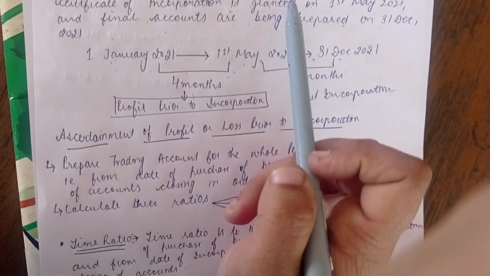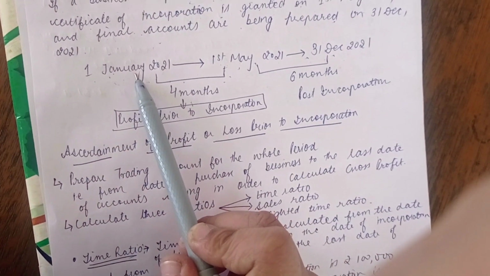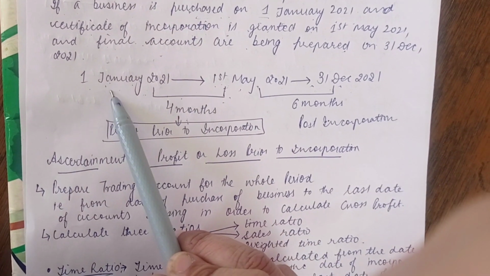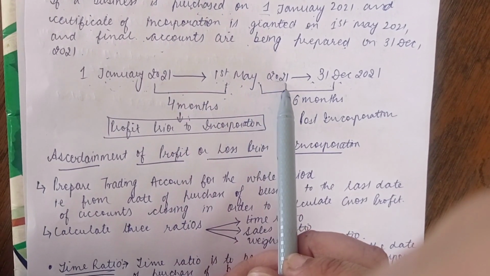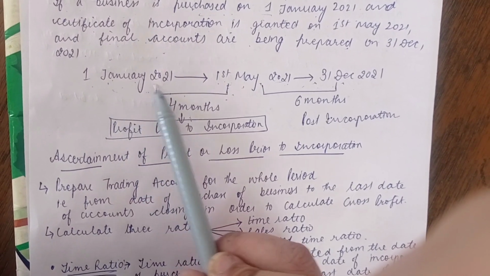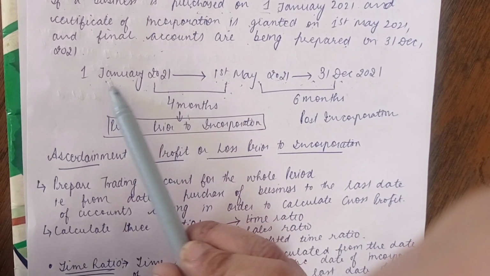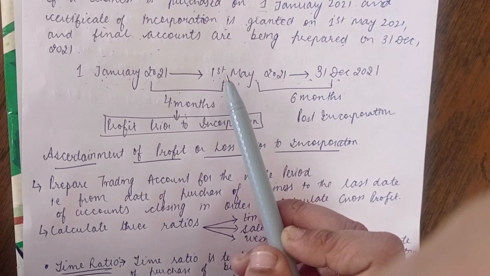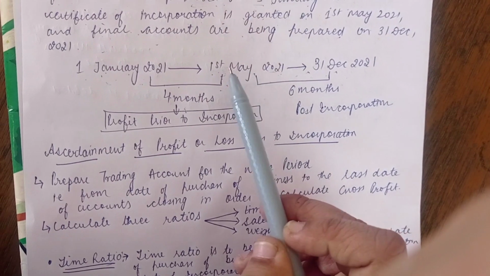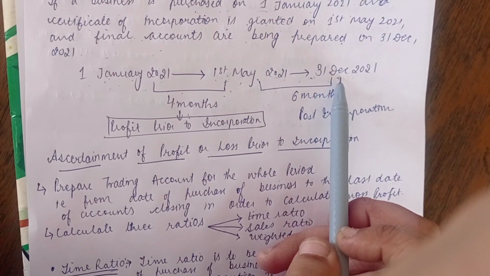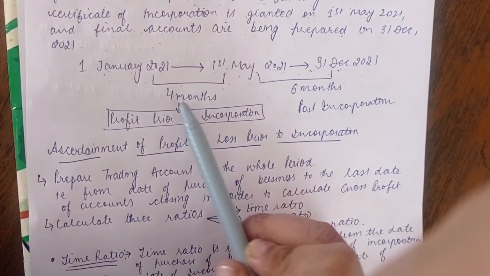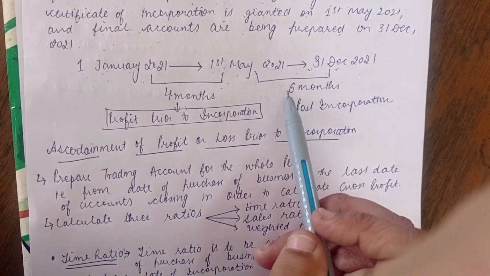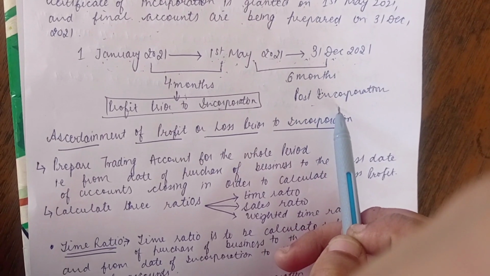Now we can calculate the months from the date of the purchase of the business up to the incorporation period, that is 1st January 2021 to 1st May 2021. That is 4 months, right? Then we can calculate the post incorporation period, that is 1st May to 31st December 2021. Now these 4 months are the pre-incorporation period, and 6 months are the post incorporation period.